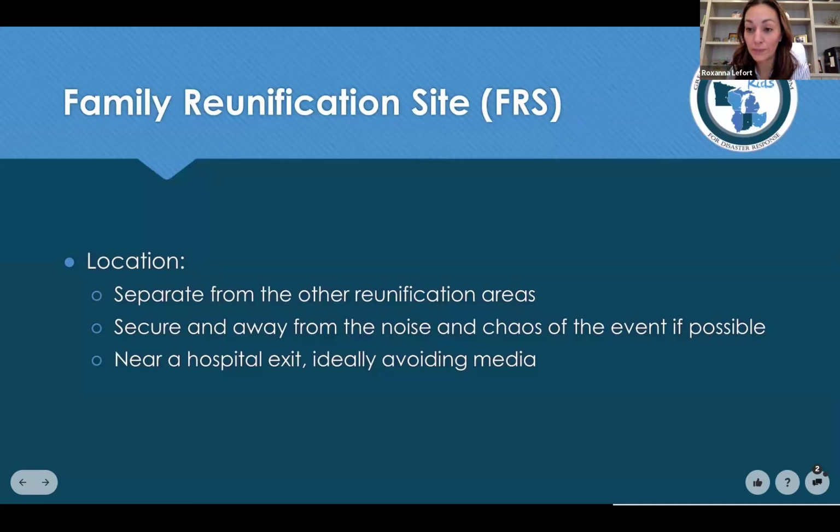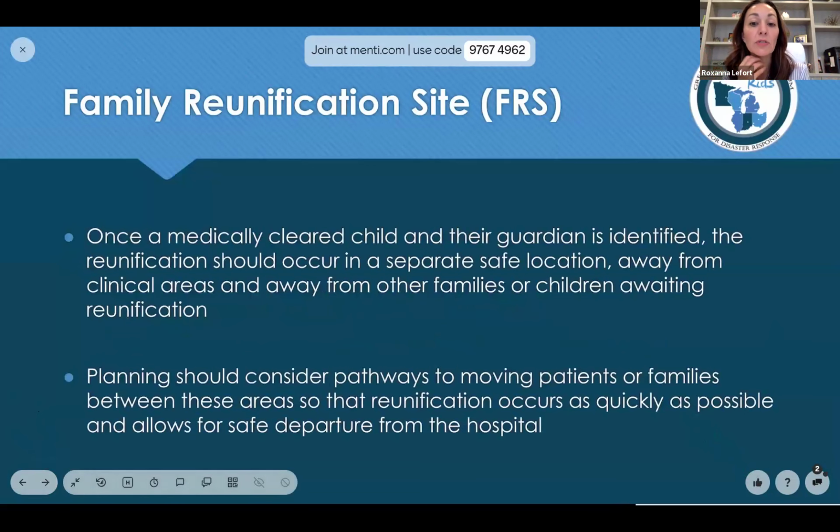Again, if you can have it somewhere near the hospital exit, then you can have that reunification occur and then have them just exit the hospital from there. And again, avoiding media. So once a child has been medically cleared and their guardian is identified, this reunification should occur in this location.